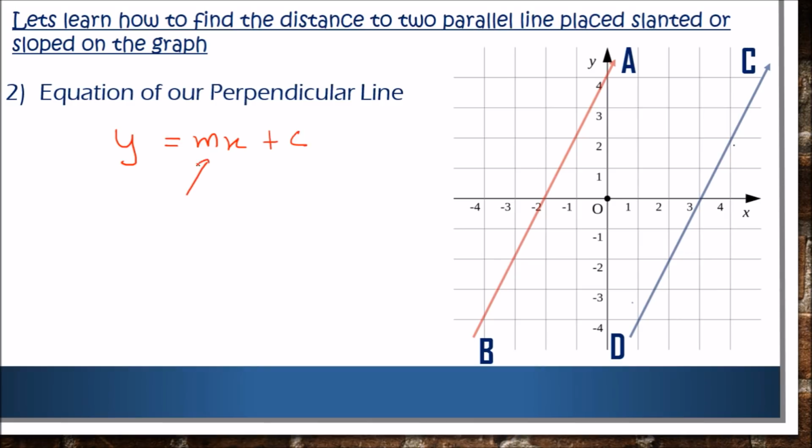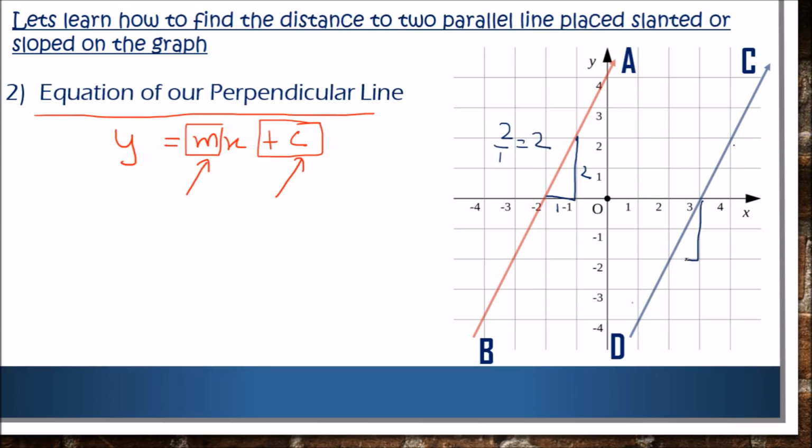If we could find the value of m and the value of c, we will have the equation of our perpendicular line. But the problem is, how do we find the value of m, and where do we find the value of c, which are the gradient and the y-intercept for our perpendicular line? But before that, let's focus on the gradient of line AB and line CD. As we know, the gradient of line AB is 2 divided by 1, which is 2. And since CD is parallel to AB, line CD will have the same gradient, which is 2 divided by 1, equal to 2.